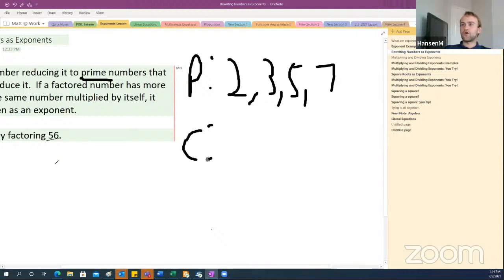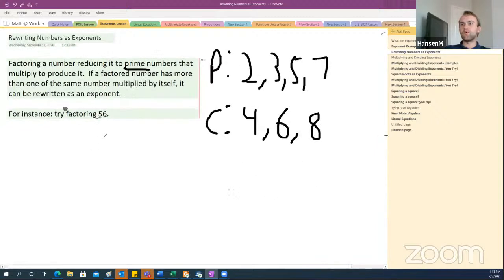Composite numbers are every number that isn't prime. So they're numbers that are divisible by other numbers. Examples of composite numbers would be 4, which you can divide by itself, or you can divide 4 by 2 to get a whole number. 4 divided by 2 is 2. Another example would be 6. You can divide 6 by 2 to get 3, or you can divide 6 by 3 to get 2. And 8 would be one as well, where you could divide 8 by 2 and 4 to get an even whole number as your answer.